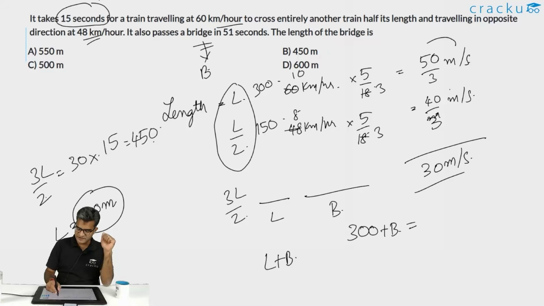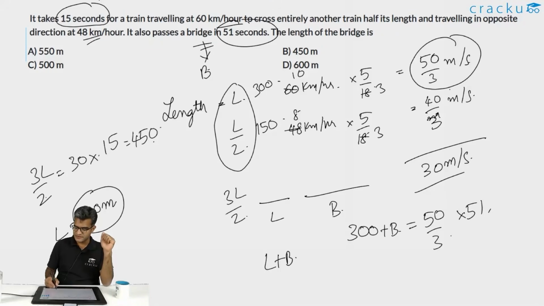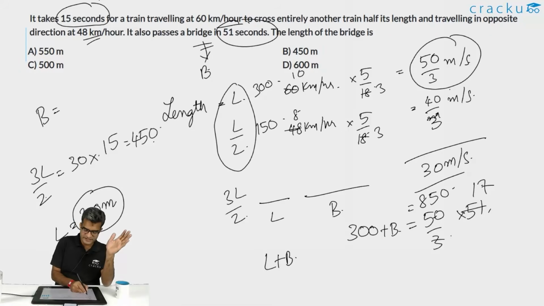Its speed is 50 by 3 meter per second. And how much time did it take? It took 51 seconds. This is 17. 50 into 17 is 850. So the value of 300 plus B is 850, or the length of the bridge is 850 minus 300, which is 550 meters, which is option A.